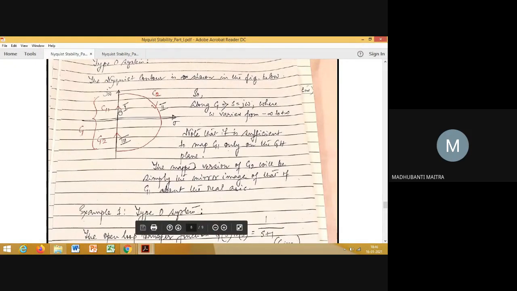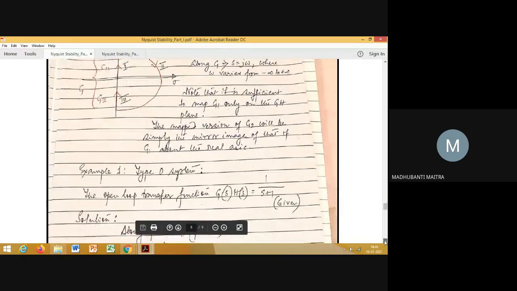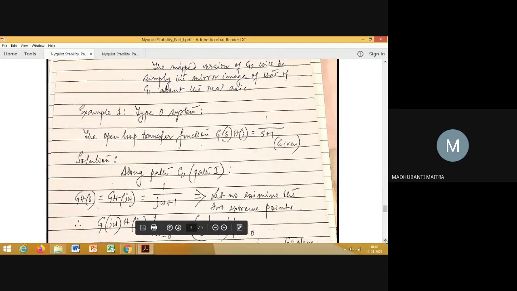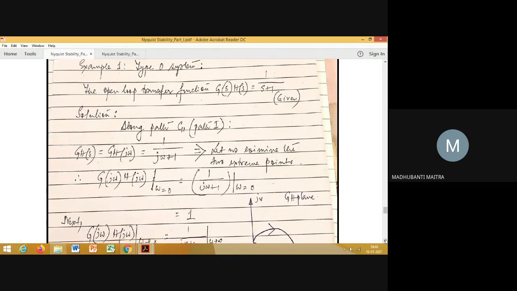So this is path 1. As I said, this is path 2 and this is path 3. So we'll try to follow this convention. Now, type 0 system, it's given over here. So along path 1, we know that S is equal to j omega, and omega is varying from 0 to infinity. So GH(s) can be written as GH(j omega), and hence this transfer function will now become 1 by j omega plus 1. Right? S is replaced by j omega.